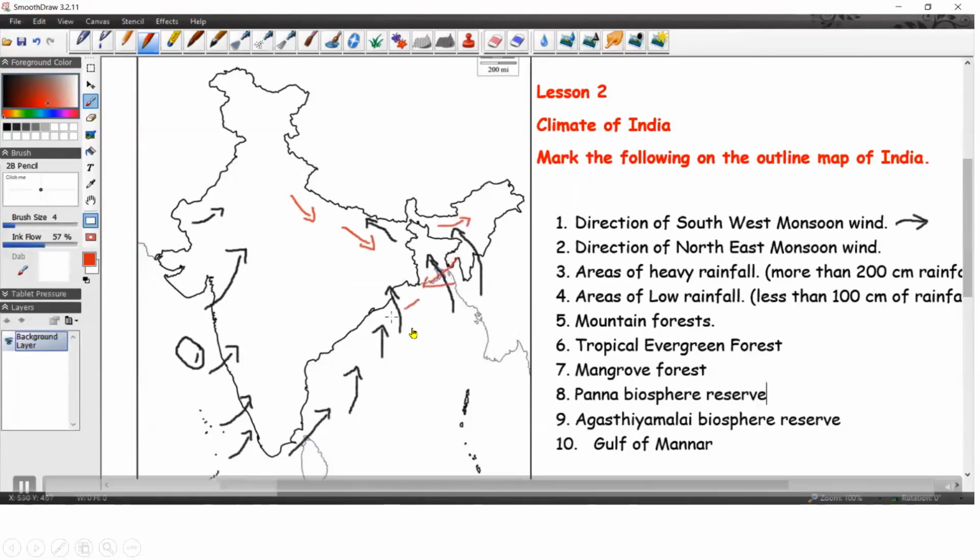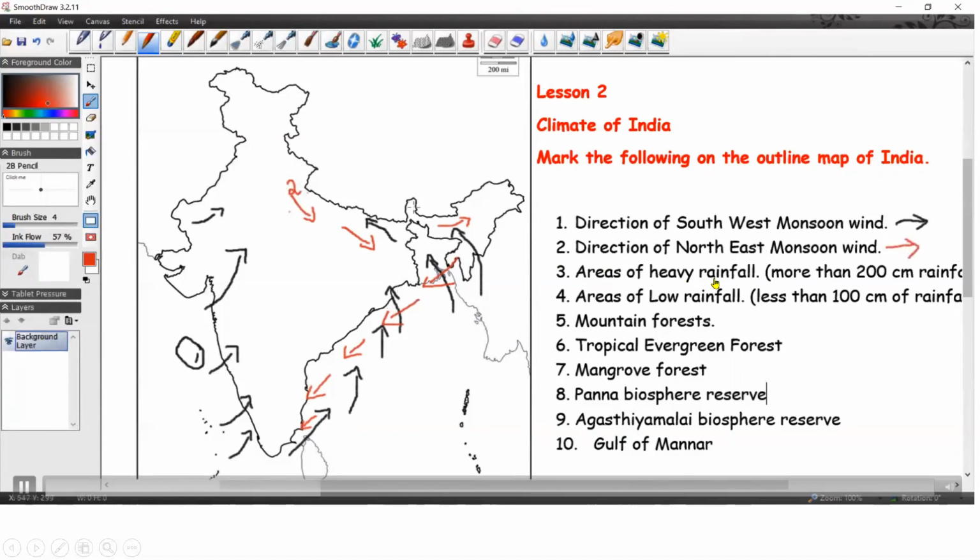and while crossing the Bay of Bengal, it collects some moisture and gives rainfall to the Coromandel coast. That is, coastal Kerala and coastal Tamil Nadu get rainfall from the northeast monsoon. So this is northeast monsoon, number 2. Number 3, areas of heavy rainfall.